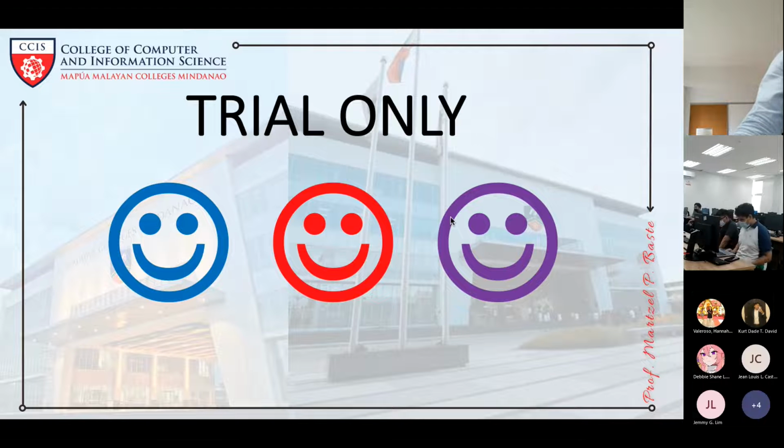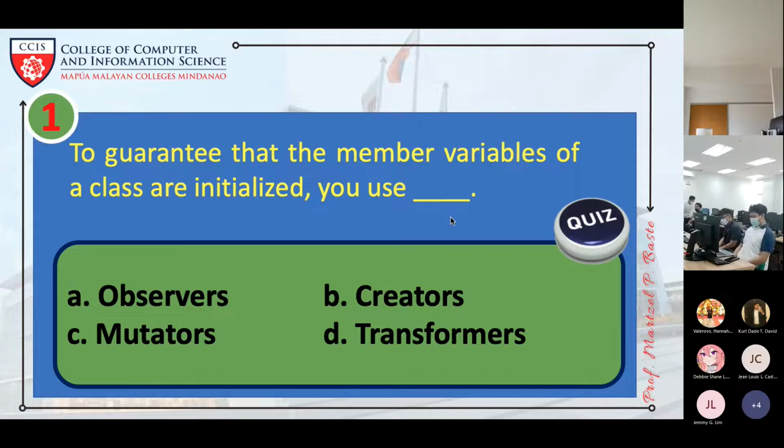First question would be: to guarantee that the member variables of the class are initialized, you use... who got it first? Okay, Pamuntalan. Ikaw pala? Ikaw daw. He didn't use it by force kasi Pamuntalan is really an energetic person. All right, go. You have the chance to answer, which is to answer A, B, C, or D.